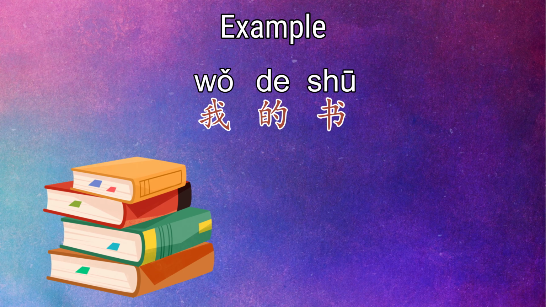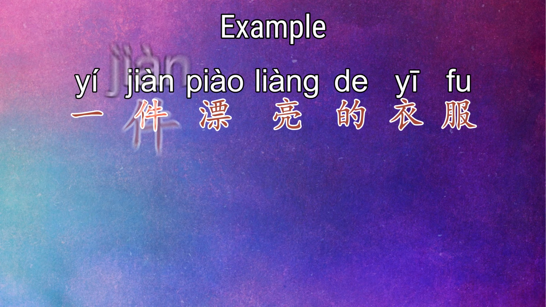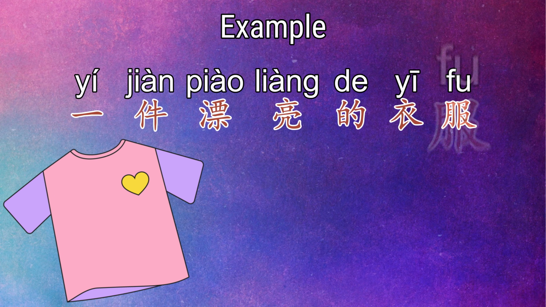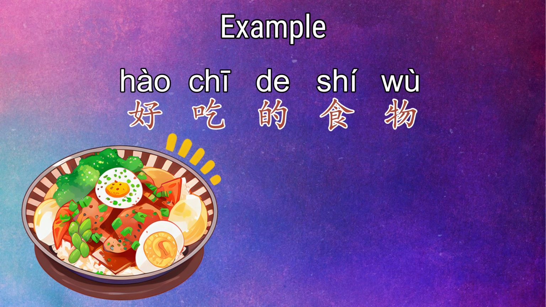First, before a noun, use the first particle. For example, 我的书. Shu is a noun, so you should use this one. Using the other two would be incorrect. 一件漂亮的衣服. 衣服 is a noun, so you should use this one. 好吃的食物. 食物 is a noun.